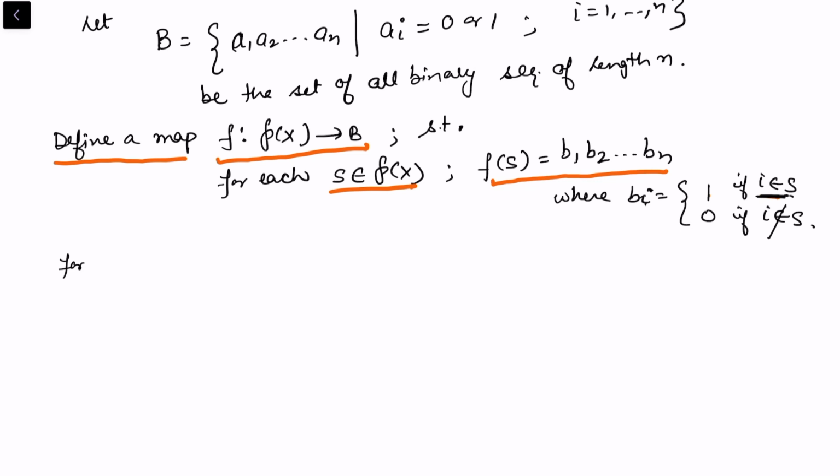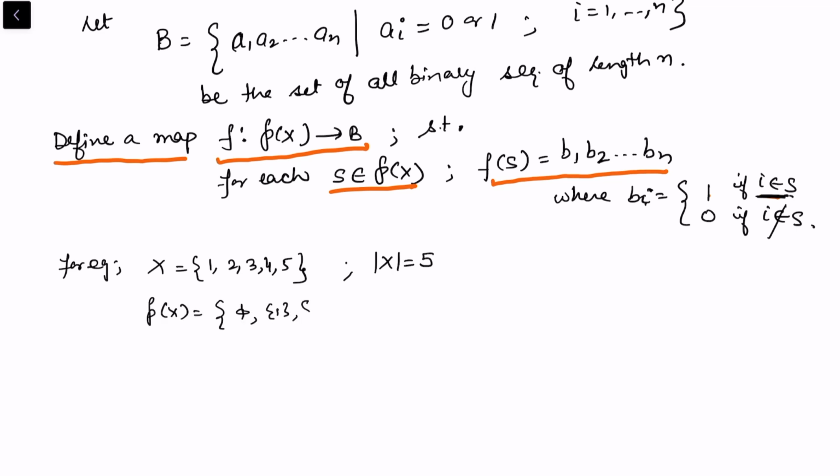What do I mean by this binary sequence? For example, to explain this, I consider capital X, let's say 1, 2, 3, 4, 5. So I know there are n elements, and the cardinality of X is 5. If I consider the power set, it would be phi, and then we'll have {1}, {2}, {3}, and so on, {5}, and then we'll have 2-element sets, {1, 2}, and so on. We will have 3-element sets, something like {2, 3, 4}, and there will be the whole set {1, 2, 3, 4, 5}. So all the elements will be there in the power set.